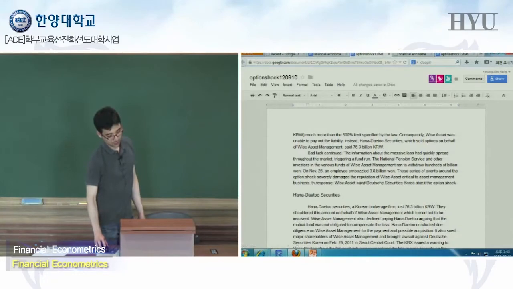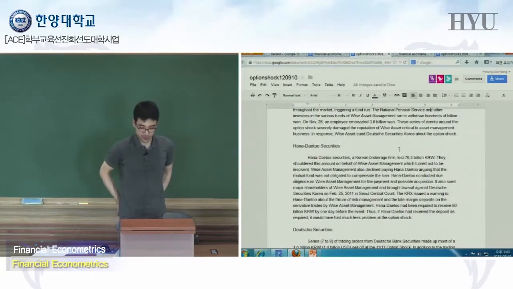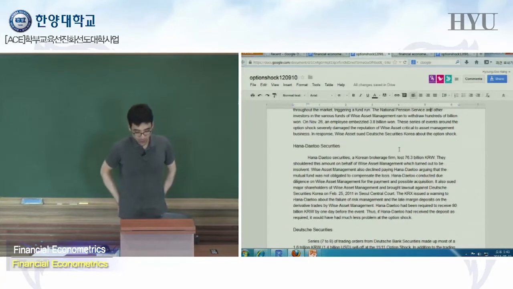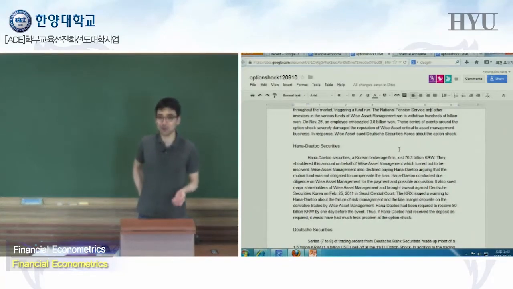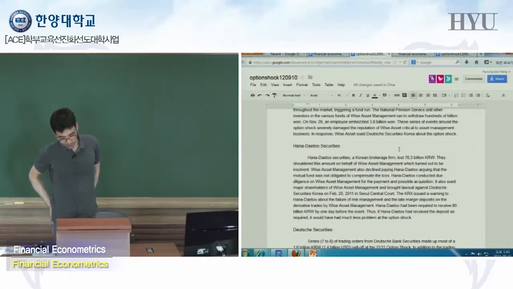Another player, Hana Daetu Securities, a Korean brokerage firm, lost 76 billion Korean won again. They shouldered this amount on behalf of the YGS Management, which turned out to be insolvent. YGS Management also declined. They didn't have the ability, and they also declined paying Hana Daetu, arguing that the mutual fund, the YGS Management, was not obligated to compensate the loss of Hana Daetu Securities.